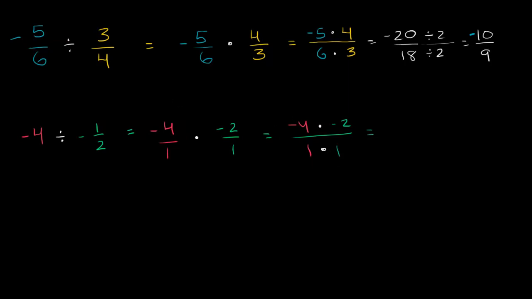And so we have a negative 4 times a negative 2. So it's a negative times a negative, so we're going to get a positive value here. And 4 times 2 is 8. So this is a positive 8 over 1. And 8 divided by 1 is just equal to 8.